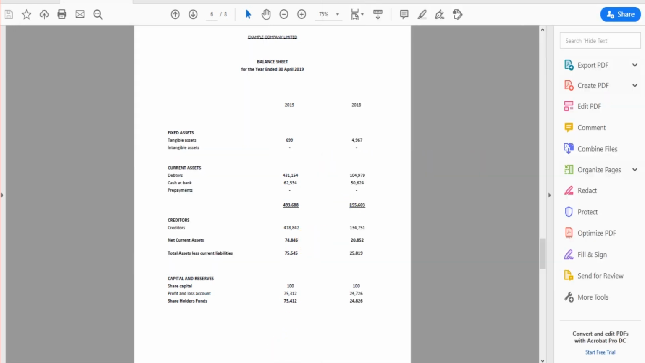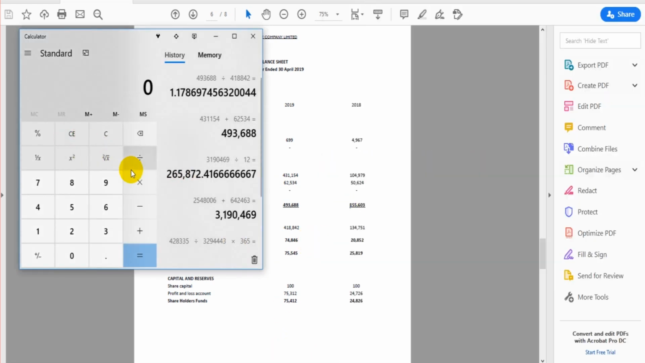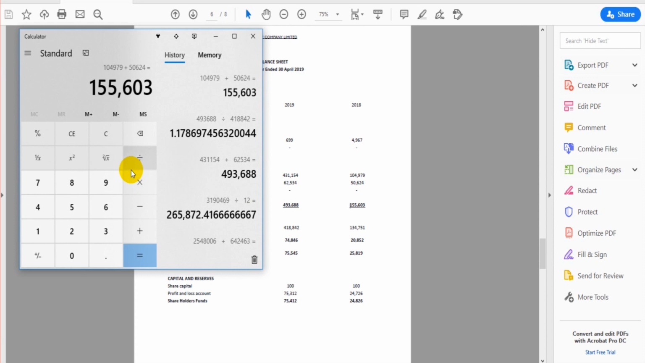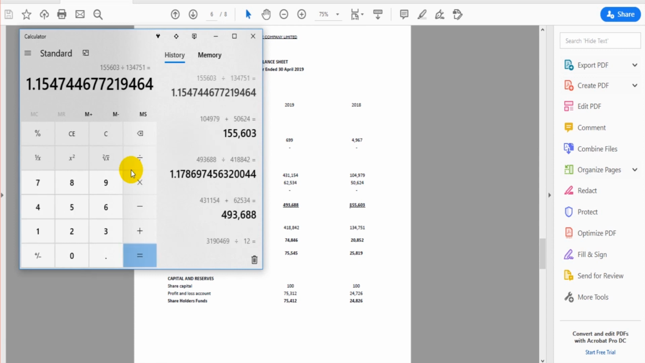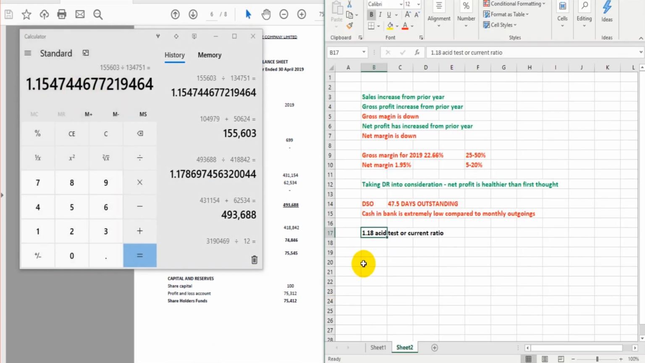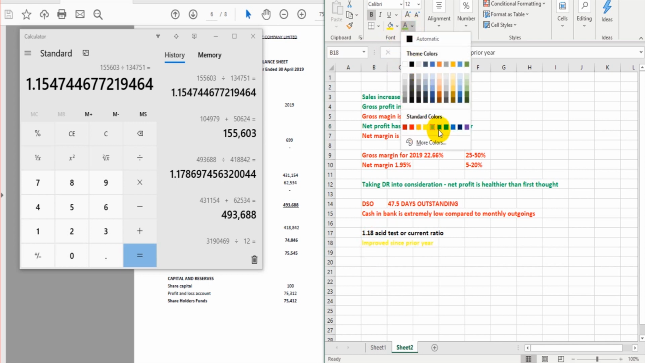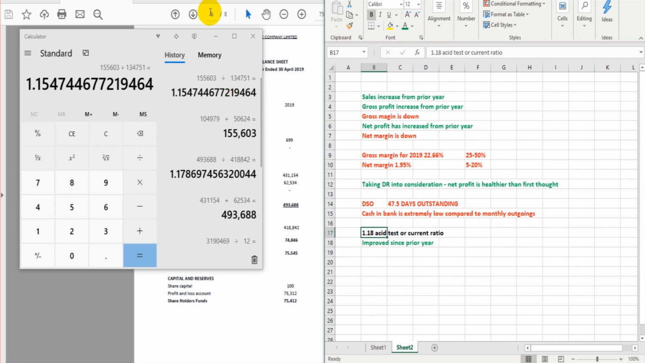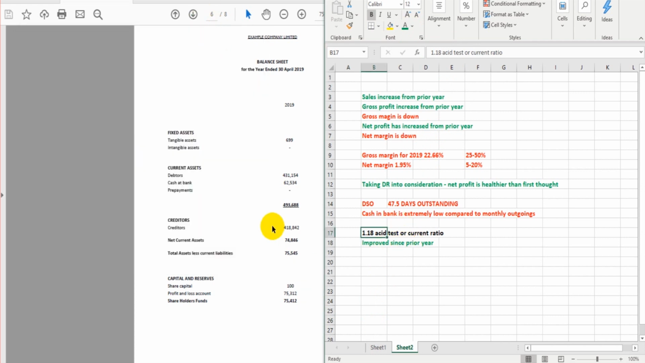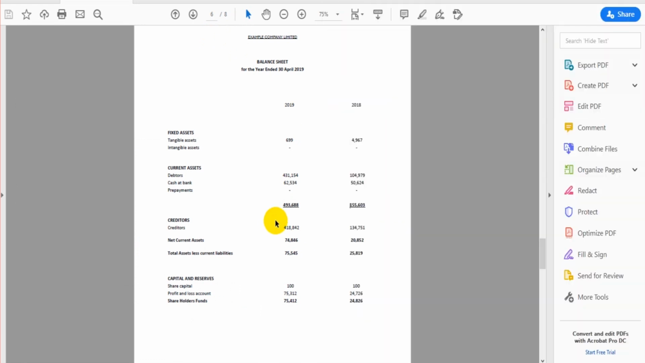Now, why don't we compare that to the previous year and see if it's actually improved at all? So in 2018, we got 104,979 plus 50,624, divided by 134,751. So the previous year, we were 1.15. So the asset test has actually improved since prior year, which is a good sign. So let's give that a green. There has been some improvement since the prior year. The company seems to have a bit more liquidity than it did in previous years, but it's not doing that well, really, overall in meeting its financial obligations.